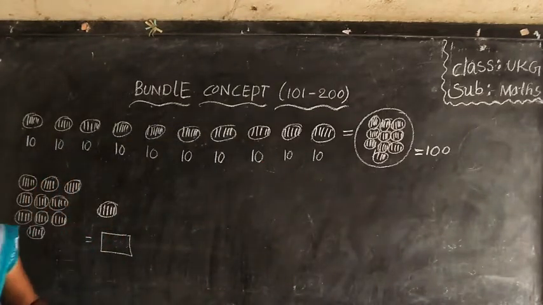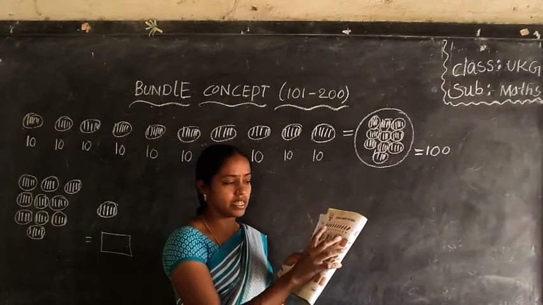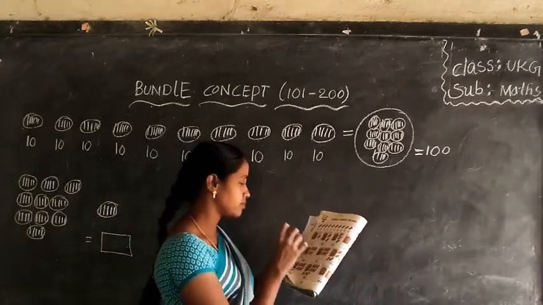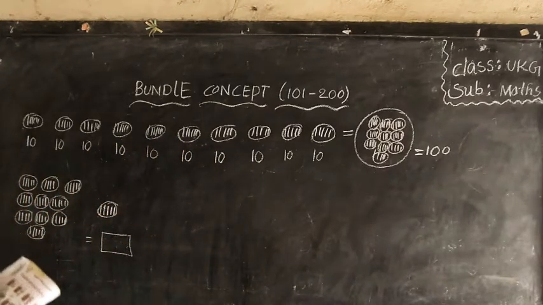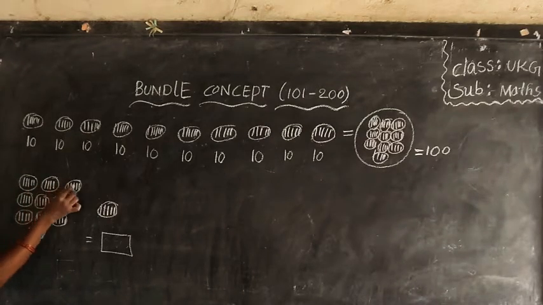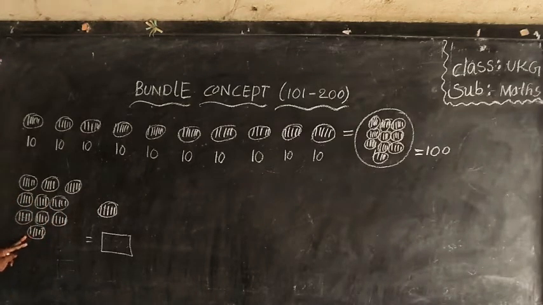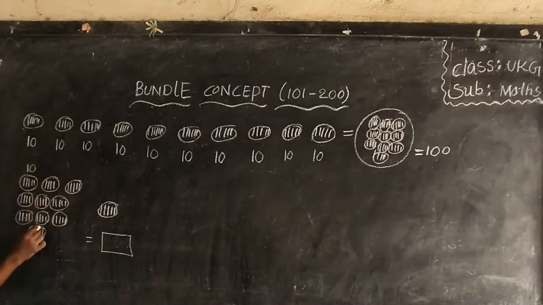Children, open your math textbook, page number 36. Children, look here. Here, bundles there. How many bundles are there? 10 bundles have how many sticks? 100.